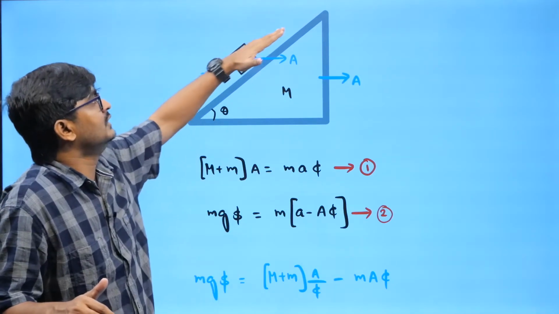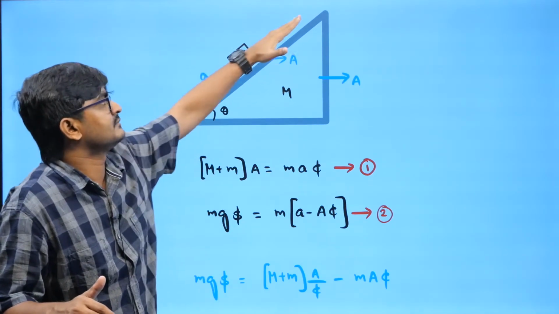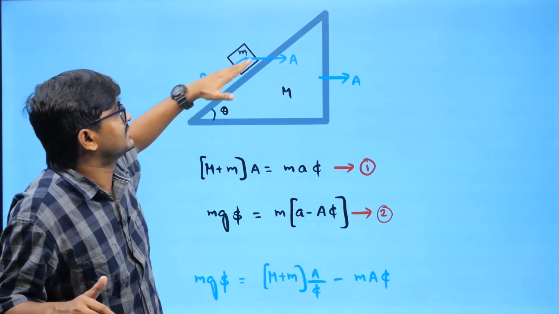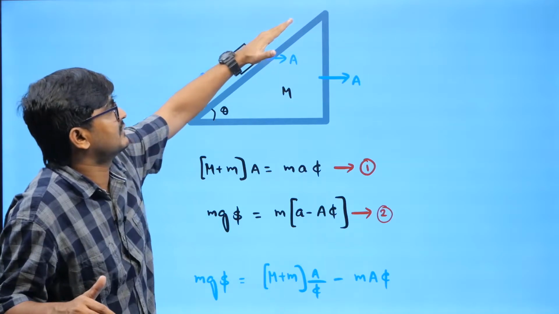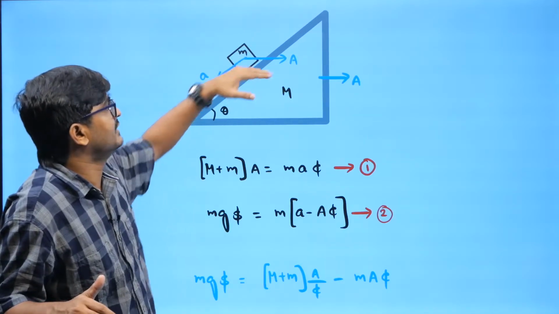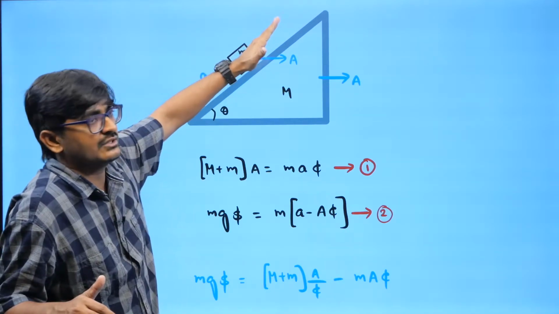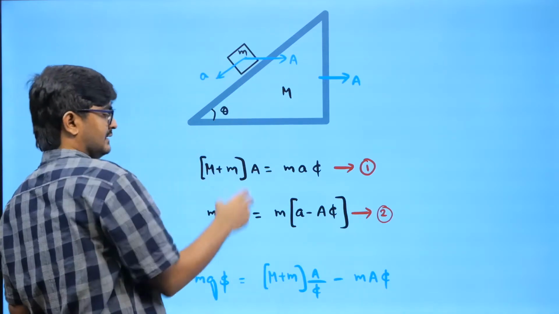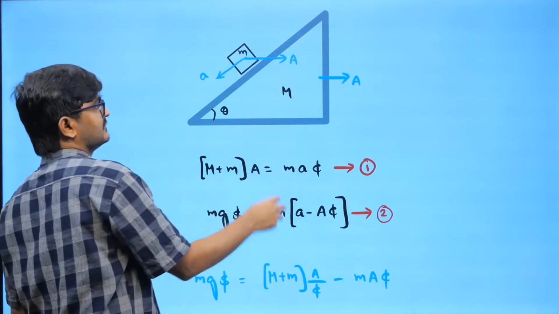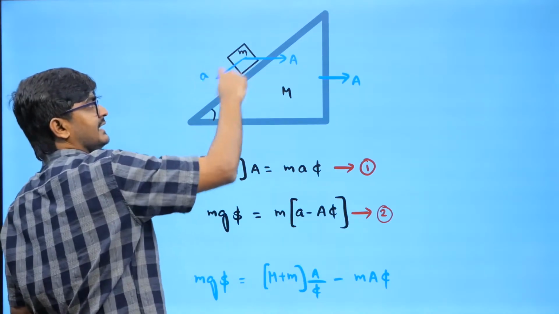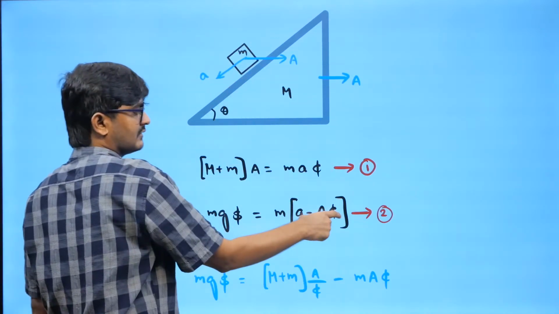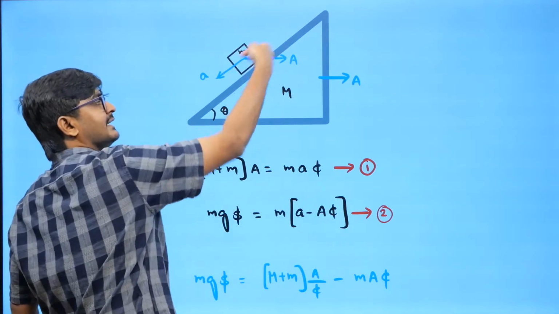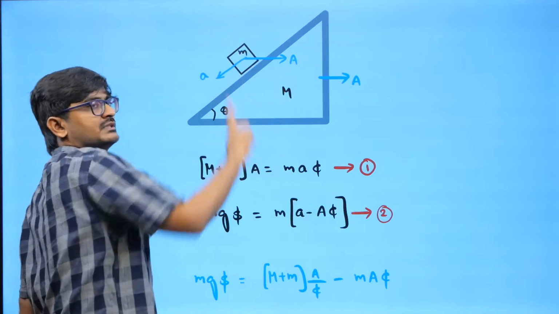I can do that by writing the force equation perpendicular to the normal. So I will see what its acceleration is along this direction. It is small a minus capital A cos theta. mg sin theta is the only force which is driving it. So mg sin theta is equal to mass times its acceleration along this direction, which is small a minus capital A cos theta. Now this is the force equation for this block along the incline, so that I can avoid the normal's component.